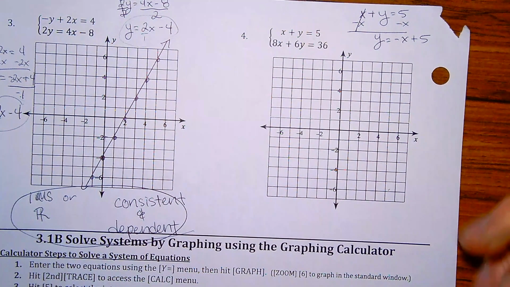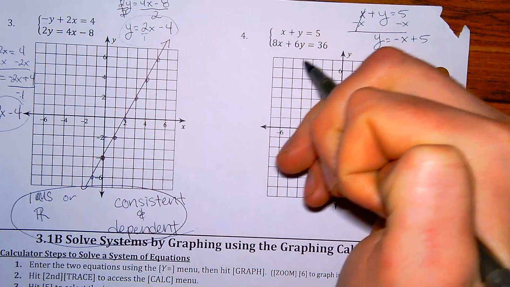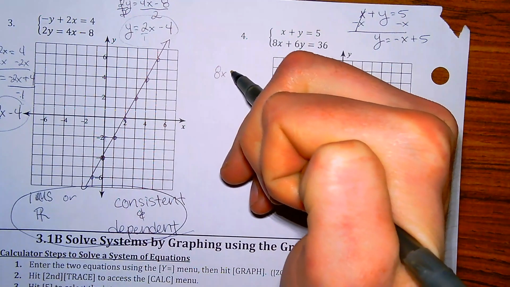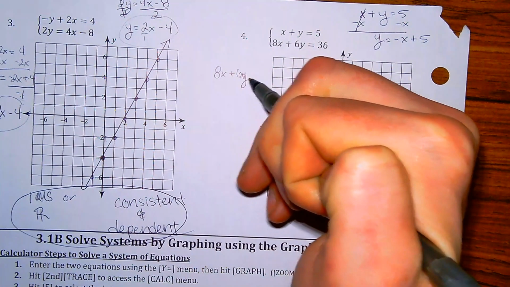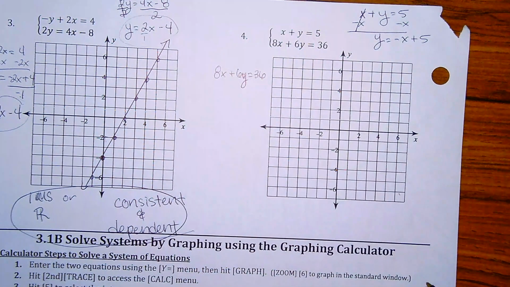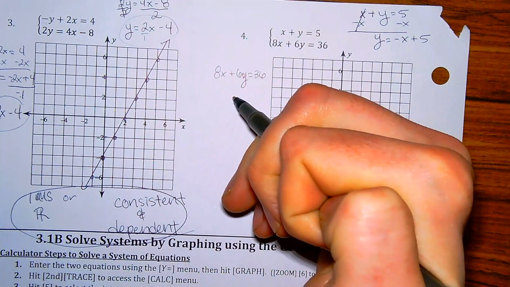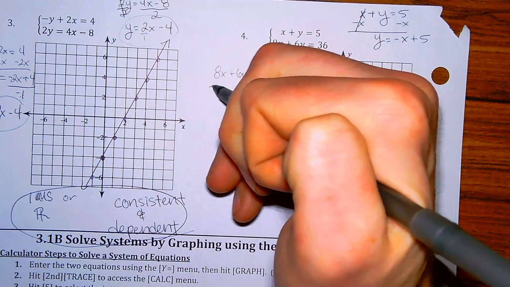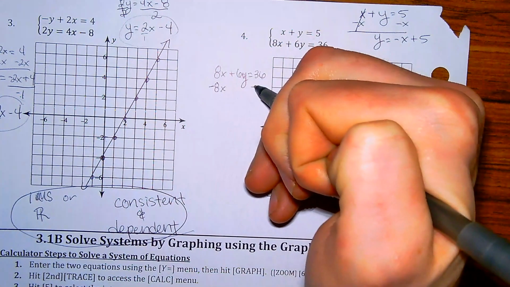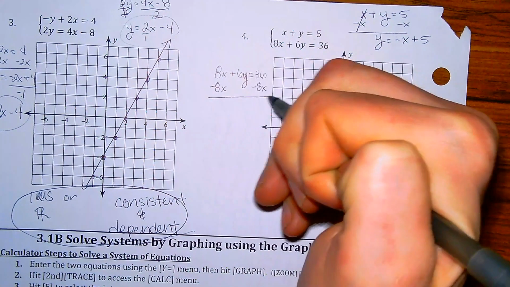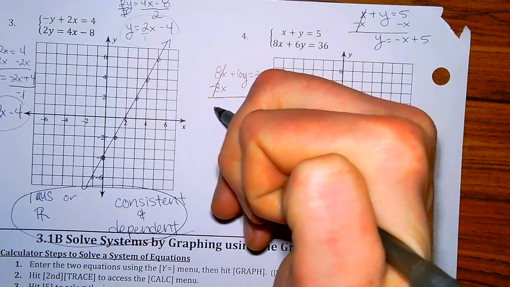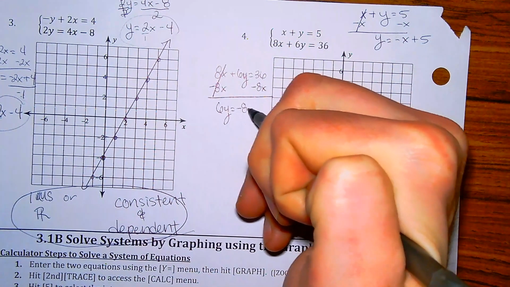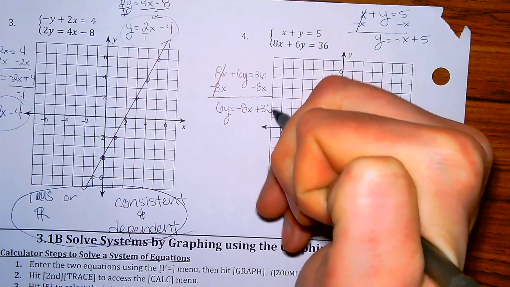My first equation. 8x plus 6y equals 36 is our other equation. Let's write it out. 8x plus 6y equals 36. First thing I want to do is get rid of this 8x. Okay, we want to move far to near. So to get rid of this 8x, I've got to subtract it from both sides. Minus 8x, just like that. My 8x's are gone. That leaves me with 6y equal to negative 8x plus 36.